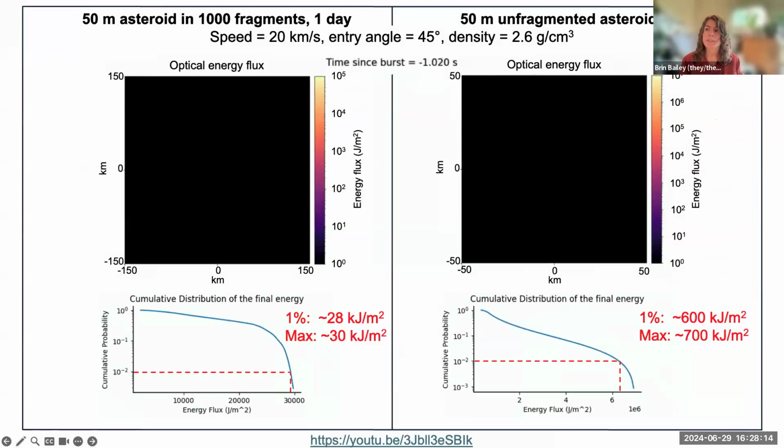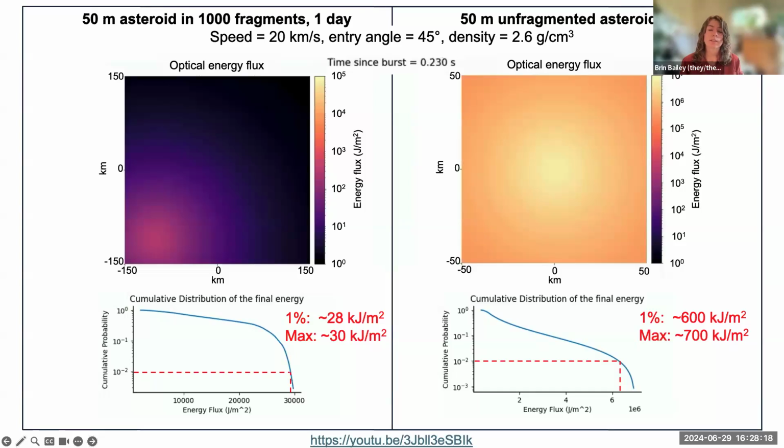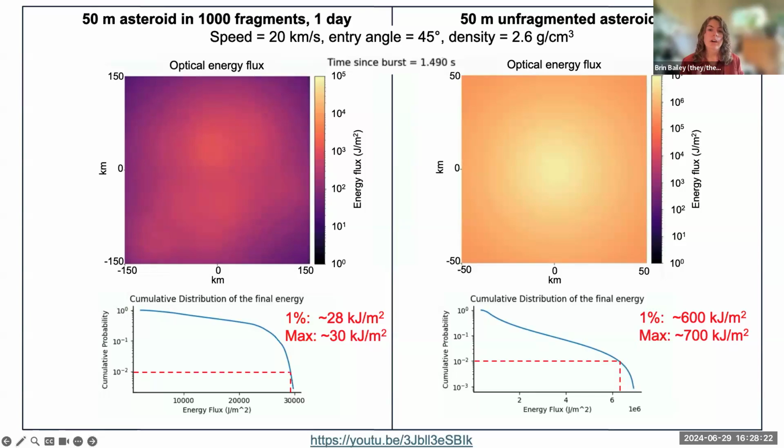And as for the optical effects, here we're looking again at the 50-meter asteroid cases, with the fragmented case on the left and unfragmented on the right. So the upper movie plots display the real-time optical energy flux, where the time counter again starts at the moment the first optical flash reaches an observer on the ground. The bottom plots are again the cumulative distribution functions, and we find that, again, the fragmented scenario really decreases the optical ground effects compared to its unmitigated counterpart.